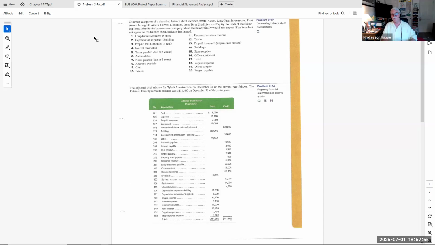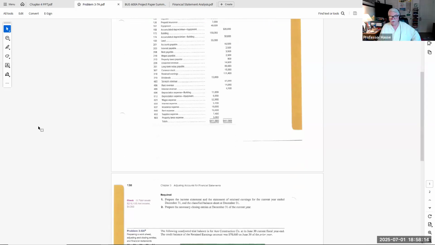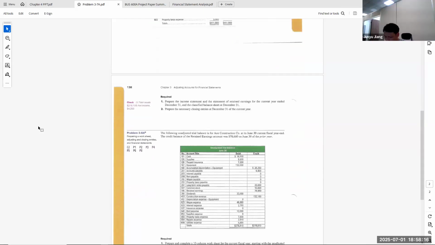You don't have to worry about journal entries, trial adjusting entries. I give you here the adjusted trial balance as of December 31st of the company, $411,900. From this adjusted trial balance, you go to the top of page 138 and do two things.